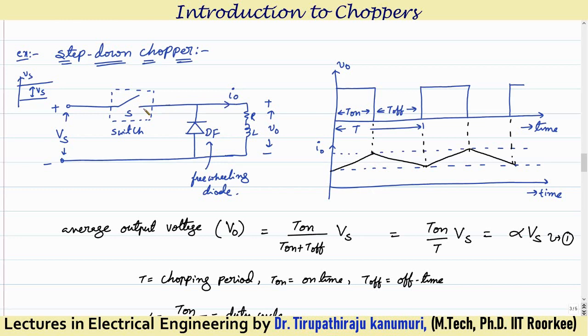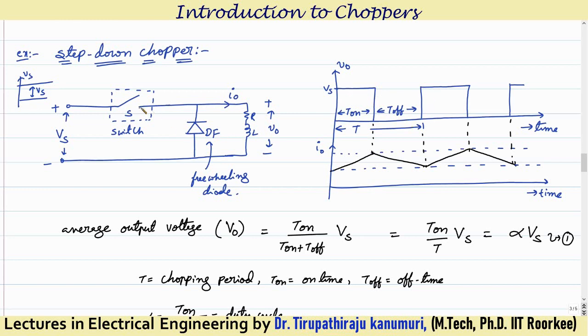So let us see how this will operate. First I will close the switch. When the switch is closed, what will happen? This entire voltage will apply across your load. That means your output voltage will be equal to the supply voltage. You can see when the switch is closed, output voltage will be equal to the input voltage. This is equal to Vs.